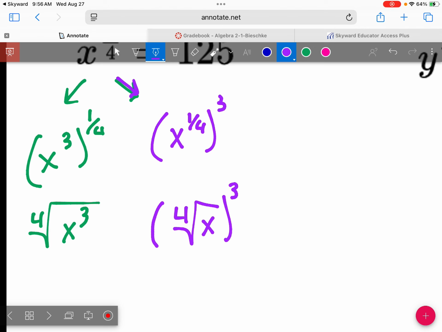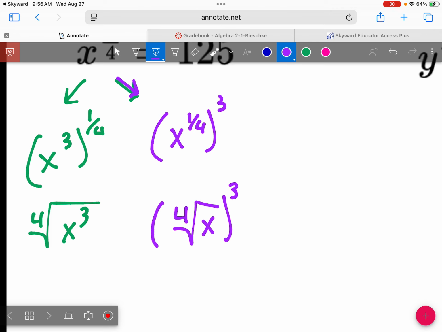But if I want to solve this thing, what would I need to do first? How do I get rid of a fourth root like that? To the power of 4. If I put 125 to the power of 4, is that going to be a number we know anything about off the top of our head? No, because that's going to be gargantuan.